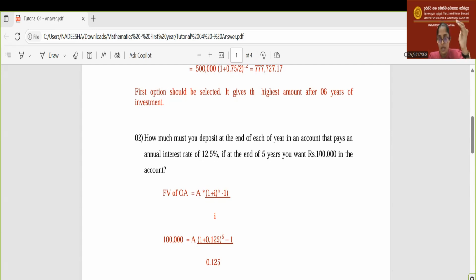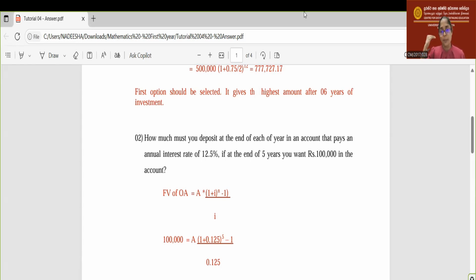If we want 100,000 after 5 years, what should we deposit at the end of each of these years? That is what the question is asking here. That is the principal amount, or your initial payment, right? Can you remember the formula for the future value of an ordinary annuity? A multiplied by ((1 plus i) power of n minus 1) over i. Here, the future value of an ordinary annuity is directly given.